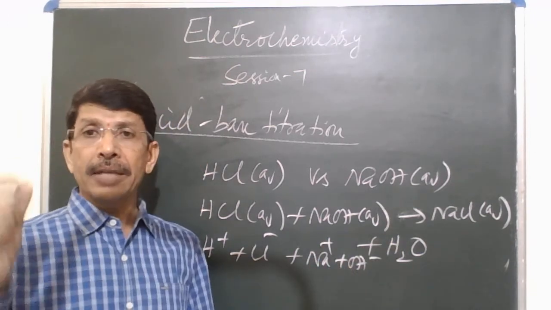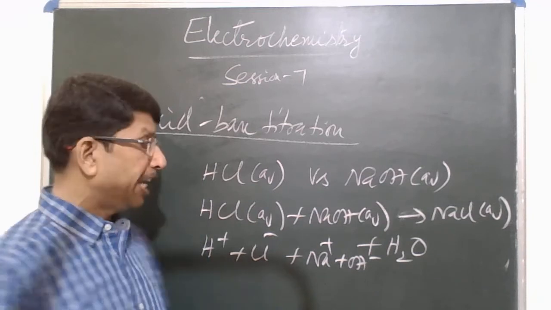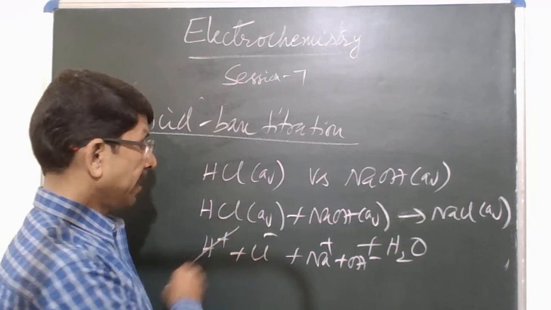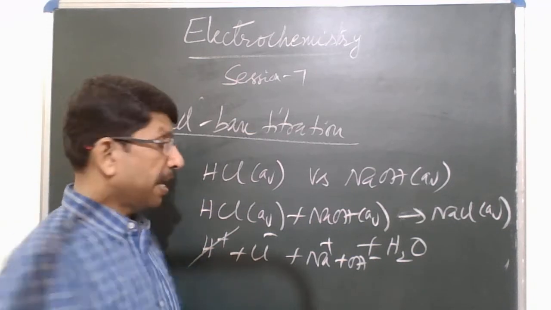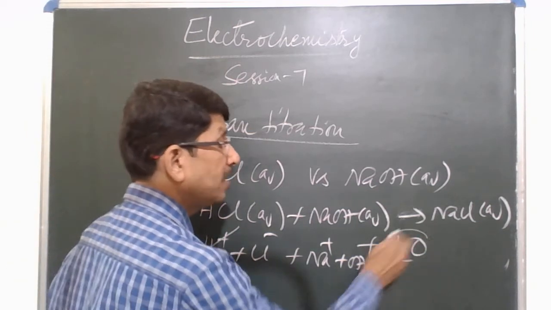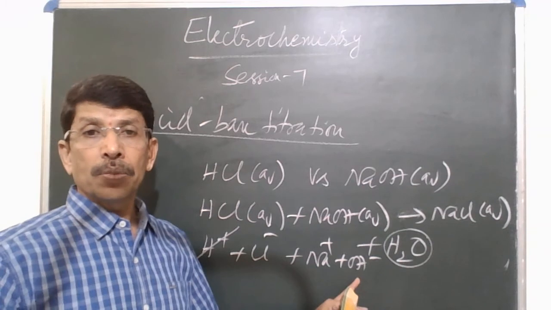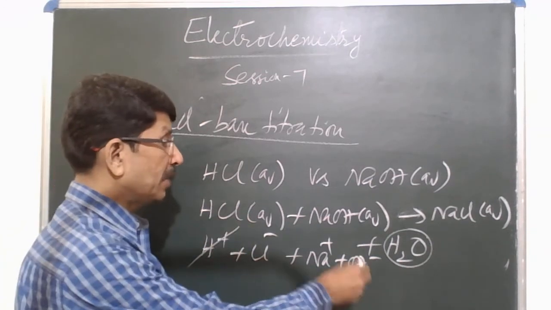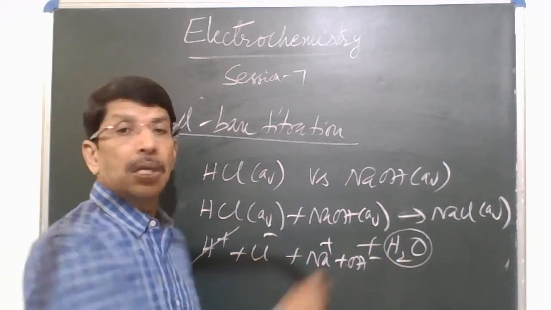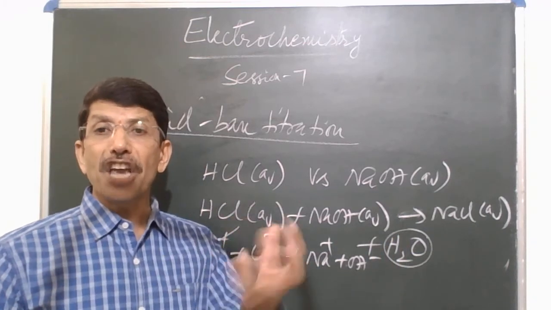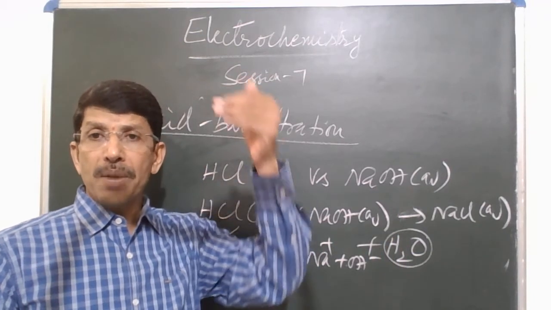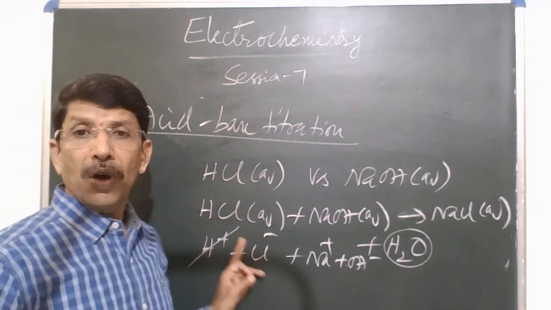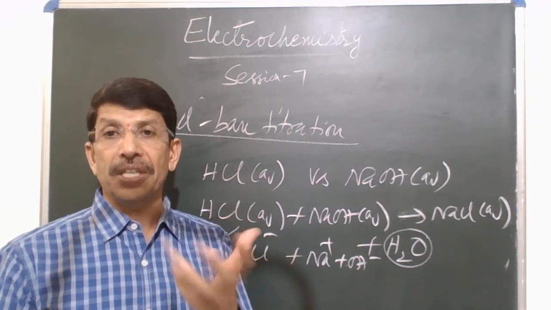So when we add, say, 0.1 ml of NaOH, H plus ions of HCl are removed as undissociated water by the reaction with OH minus ions. H plus ions of HCl react with OH minus ions of NaOH, resulting in the formation of unionized water. So as we add more and more NaOH, there will be a continuous fall in hydrogen ion concentration.